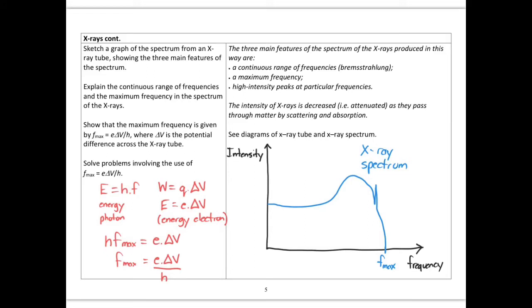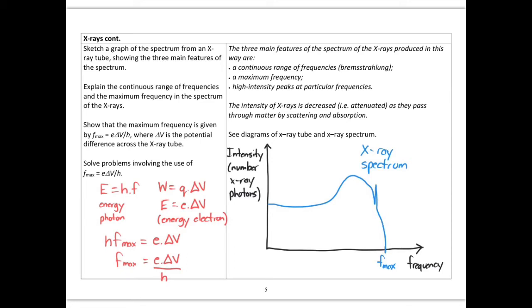So let's look at what the X-ray spectrum would look like. Sketch a graph of the spectrum from an X-ray tube showing the three main features of the spectrum. So if we looked at the frequency of the X-rays that are released versus the intensity, which is basically a measure of the number of X-ray photons, we would see something that looks like this curve here in blue with these little features here.